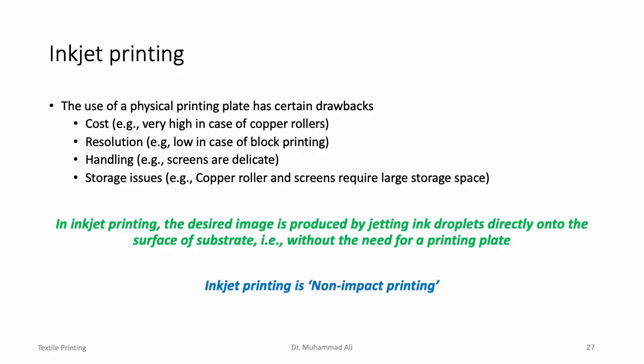So that's the reason why inkjet printing is also known as non-impact printing, because a physical printing plate does not exist, and therefore nothing is actually coming in contact with the fabric to produce the print. In case of block, the block has to be pressed onto the fabric, so there is physical contact between the fabric and the block. Same is applicable for roller printing as well, and then for screen printing also, the screen touches the surface of the fabric during printing. In case of inkjet printing, there is no physical plate, so there is no physical contact of anything with the fabric. That's why it's called non-impact printing process.